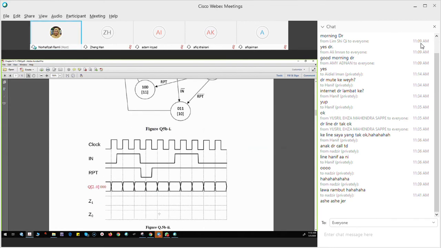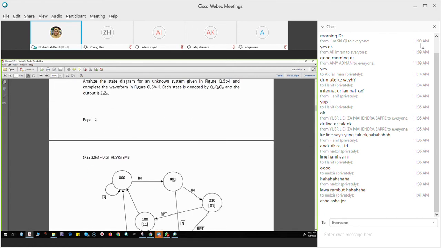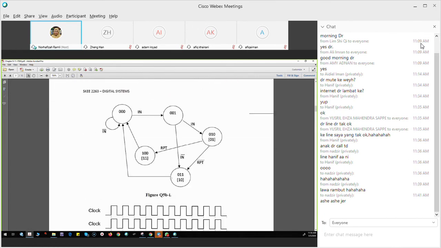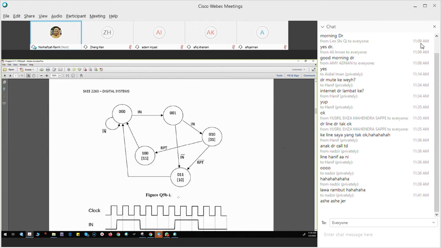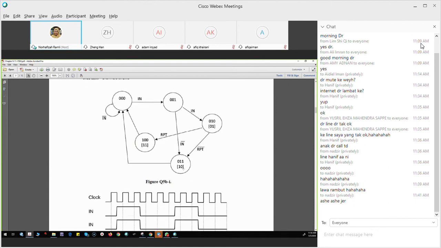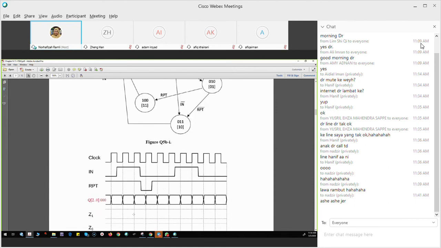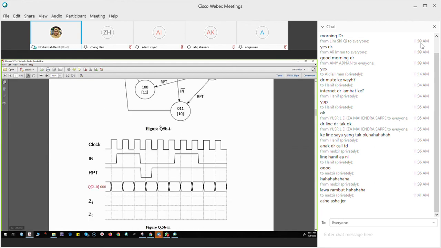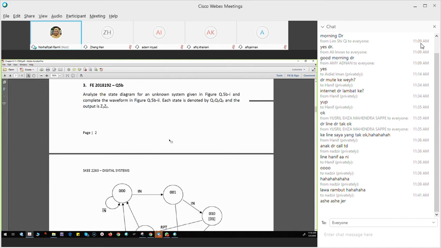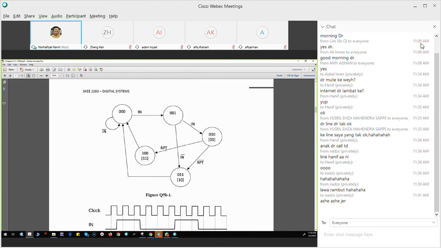So I think, how do you do it? You have the In, you have the RPT. RPT stands for what? I think you check. In is the input. I forgot already. Yeah, you have two inputs: one is In, one is RPT. So assuming you start from, what is Z1 and Z0? Z1 and Z0 is the output. Each state is denoted by Q2, Q1, Q0, and the output Z1, Z0. So the output. It doesn't ask you for the state.